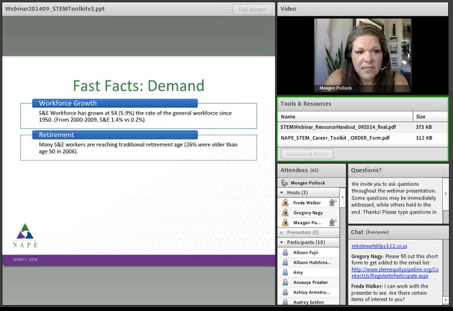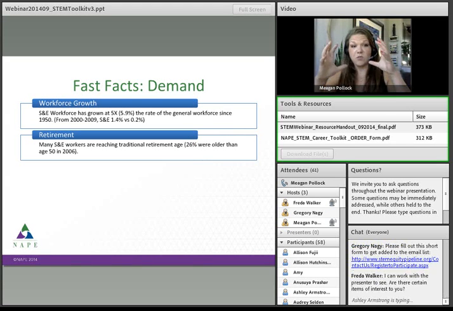The next key thing is retirement. So many science and engineering workers are reaching traditional retirement age. So if we look at the data from 2006 is that 26% were older than age 50 at that time, and we're a few years past that, so we know that they are continuing to reach retirement age. And so what's happening is we've got this vast group of people that are approaching retirement, but we don't have anyone in the proverbial pipeline to fill that void that's going to happen.